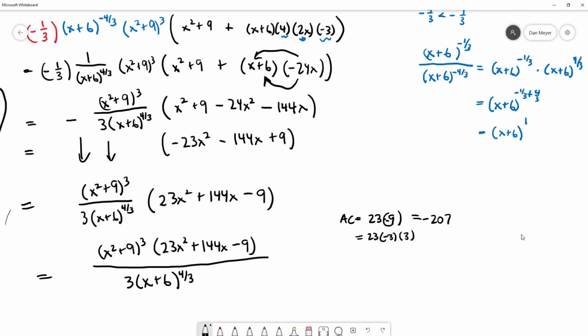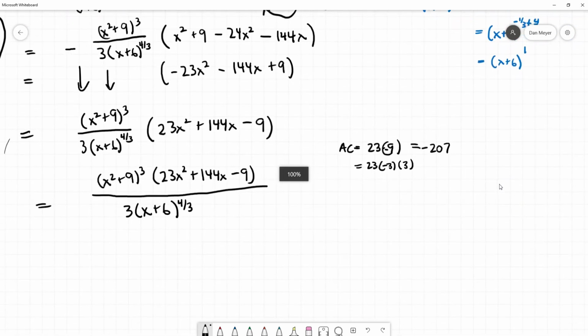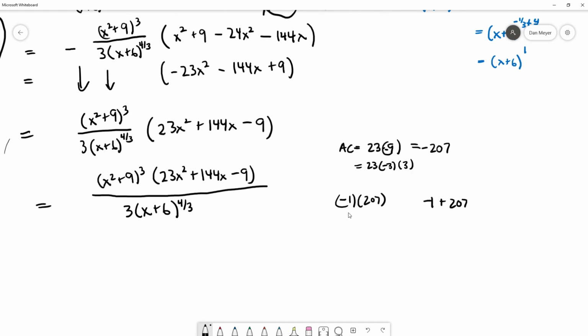All right, so when I pick my factors, since the constant term is negative, one of my terms is going to be negative and one of them is going to be positive. They're going to have opposite signs. And since my middle coefficient is positive, the larger factor is going to be the positive factor. So I could factor negative 207 into negative 1 times 207. If I do negative 1 plus 207, that gives me 206, which is not 144.